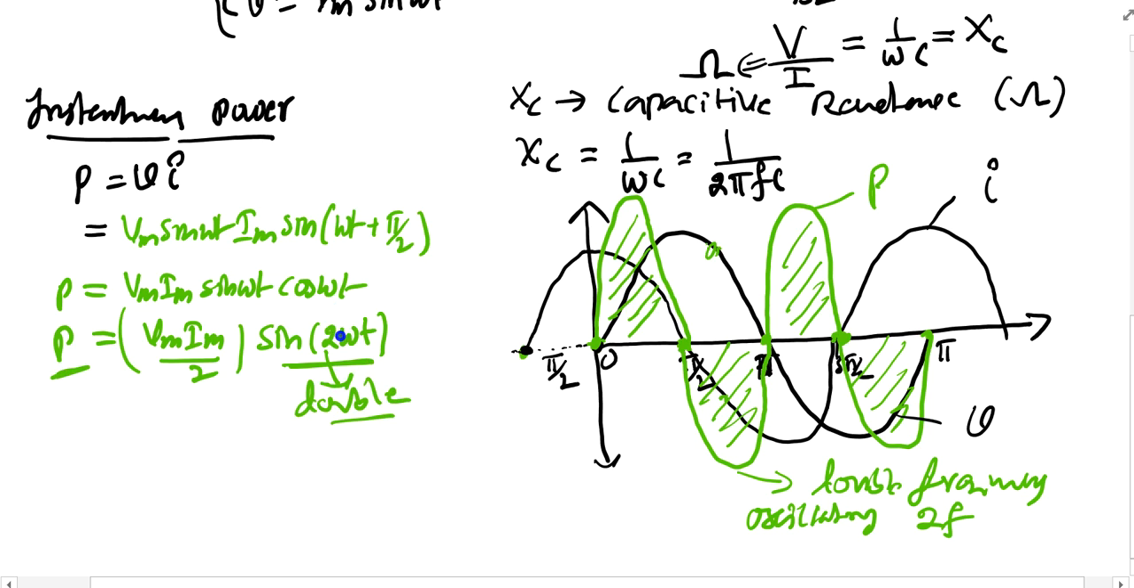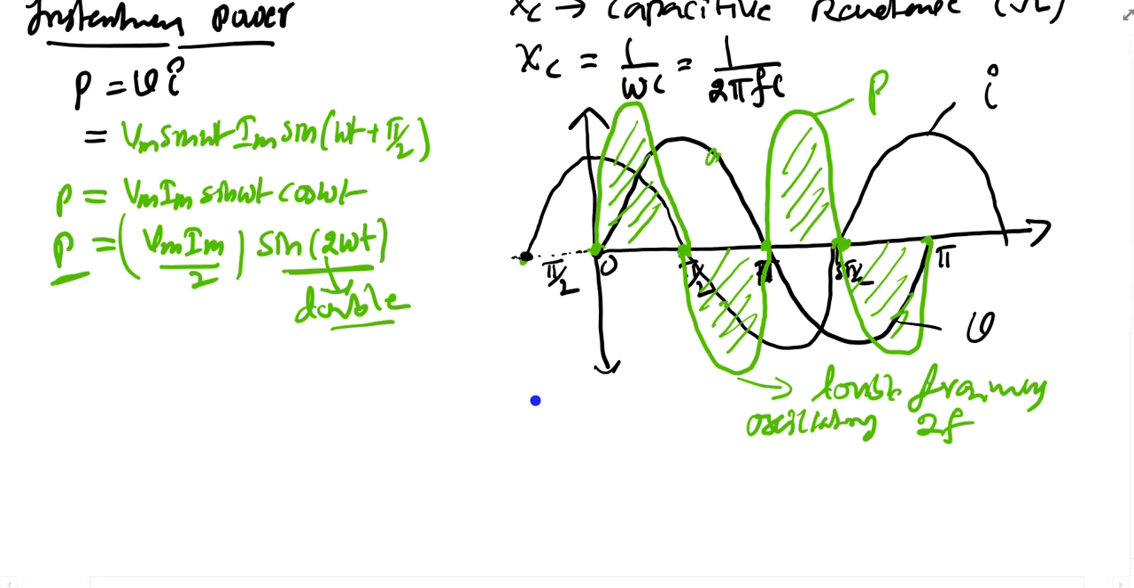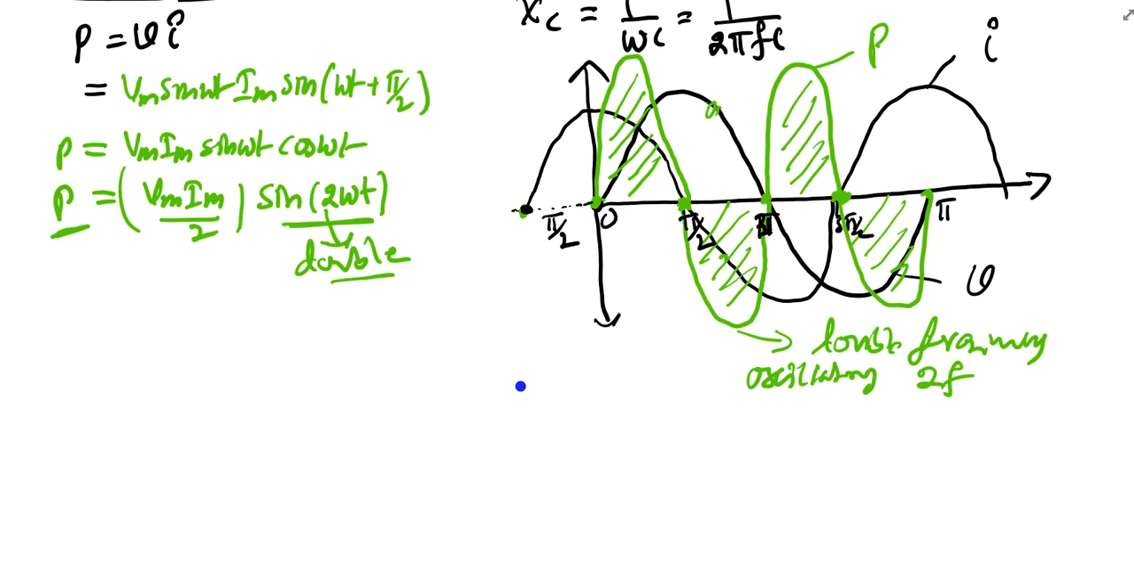So this is the mathematical expression, and this is the pictorial diagram shown here. Even though my pure capacitor is connected to the AC system, for the first quarter cycle it takes the energy, and for another quarter cycle it returns the energy.